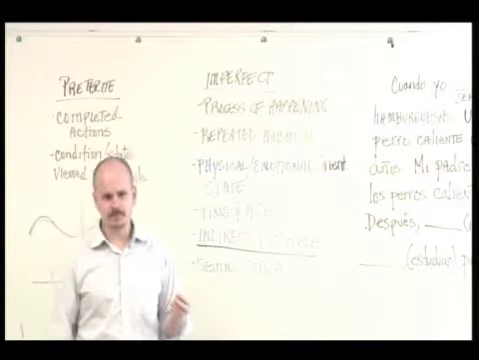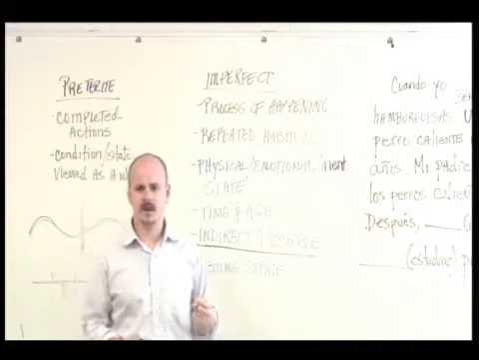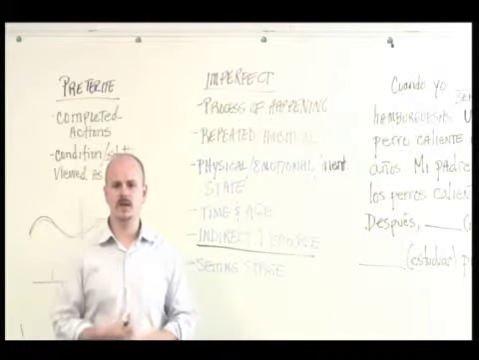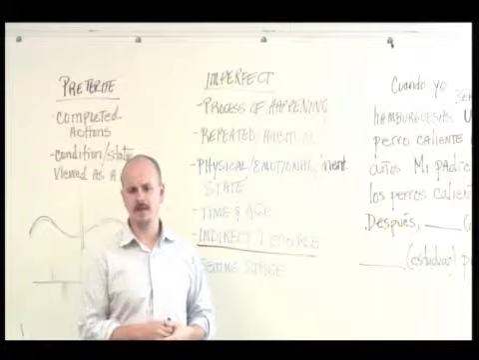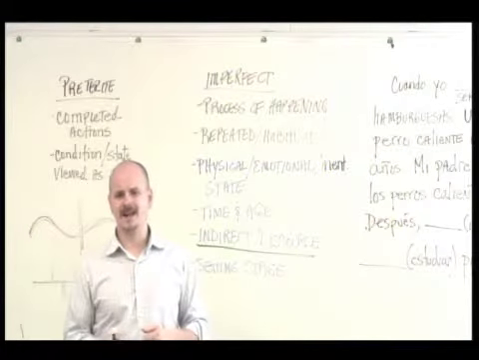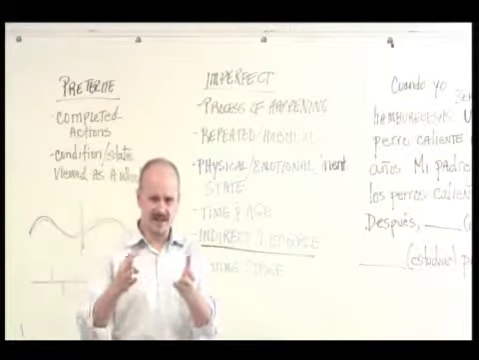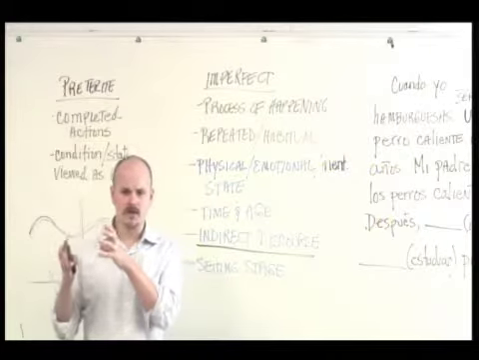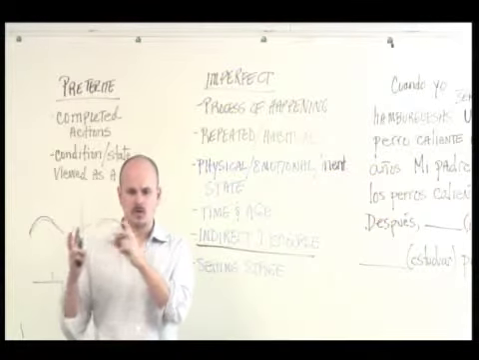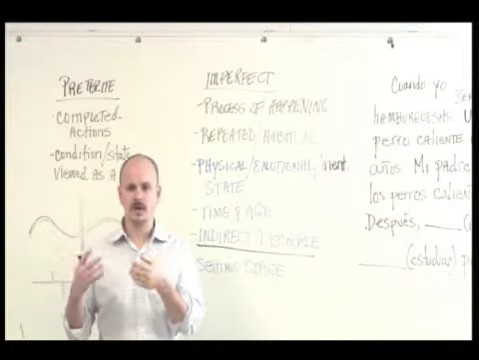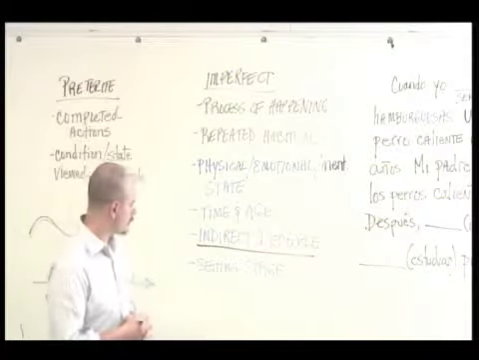Or if your parent tells you, you need to clean your room, and later you're telling a friend, my father told me that I needed to clean my room, the needed to clean my room part, that indirect discourse part, where you're sort of quoting someone but not actually quoting them, that would be in the imperfect.